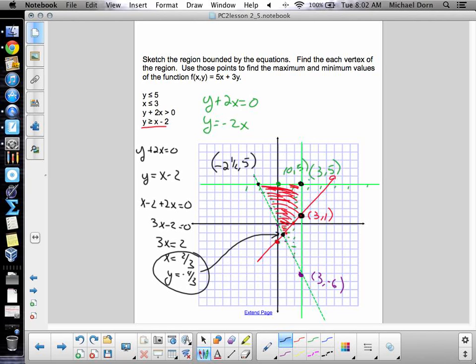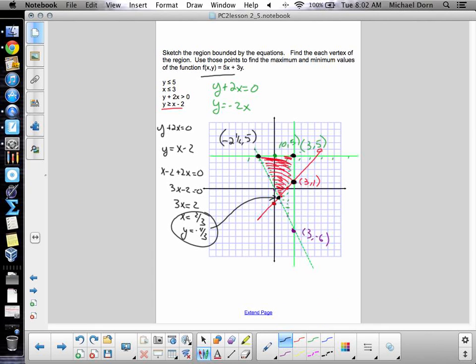So that's that point of intersection right there. Those are the 4 points of intersection for my region: 1, 2, 3, 4. And then I substitute each of those values into my function here. So my points are (3, 5), (-2, -5/2, 5), (3, 1), and (2/3, -4/3).